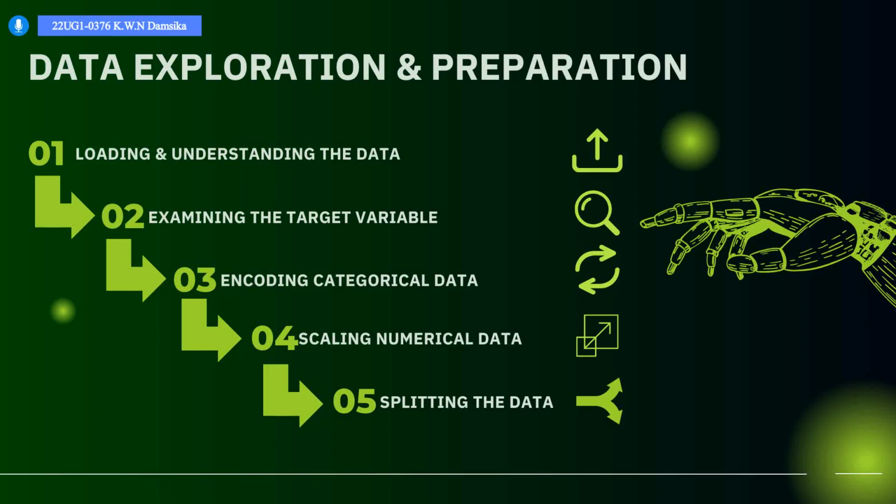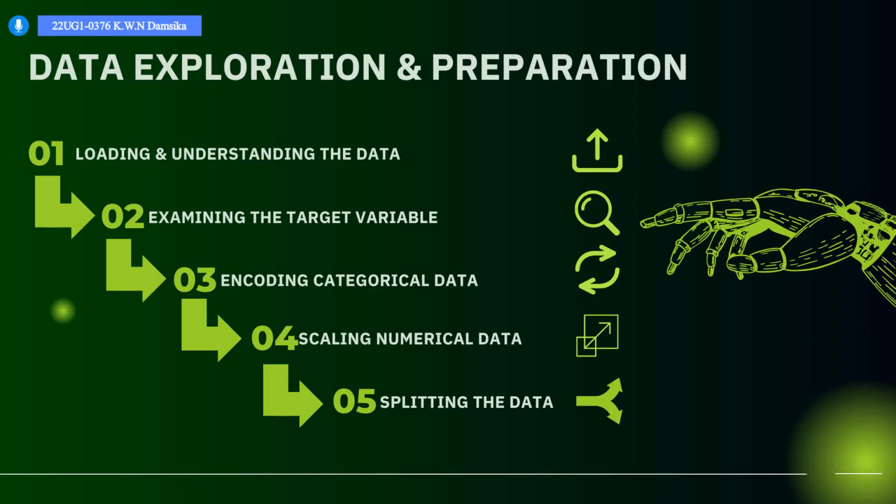Then we scale the numerical data because some features had different ranges. We used StandardScaler, which adjusts all values to have a mean of 0 and a standard deviation of 1. This prevents large numbers from influencing the model too much.